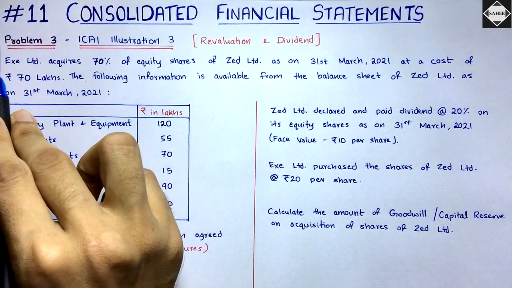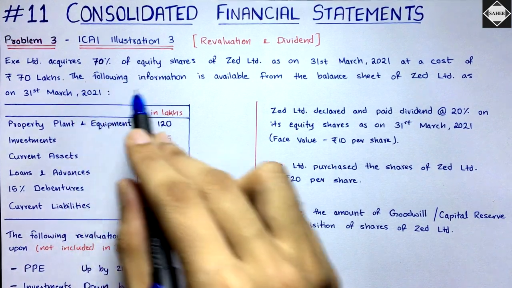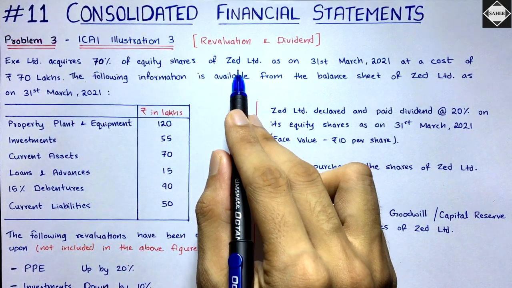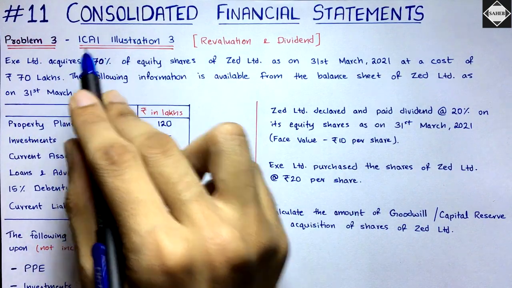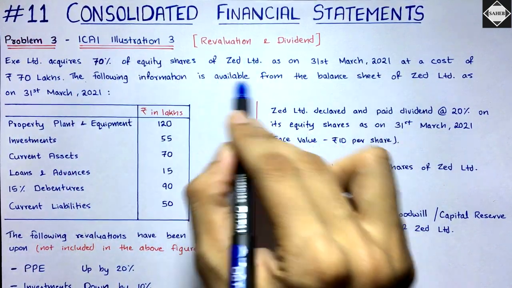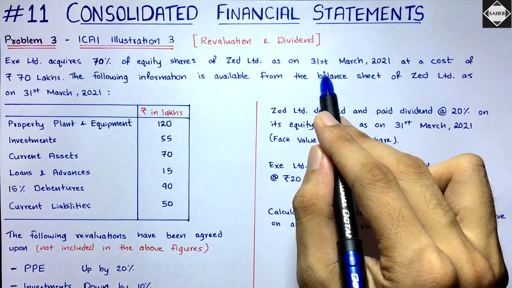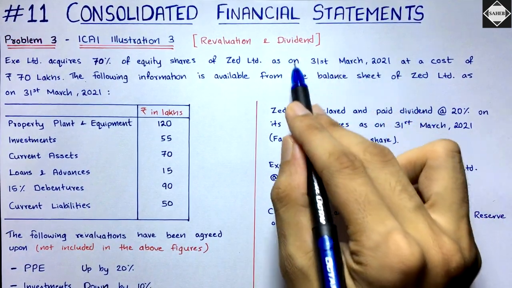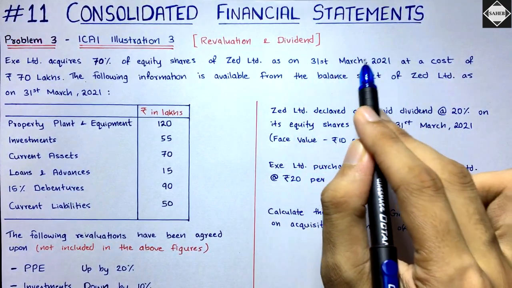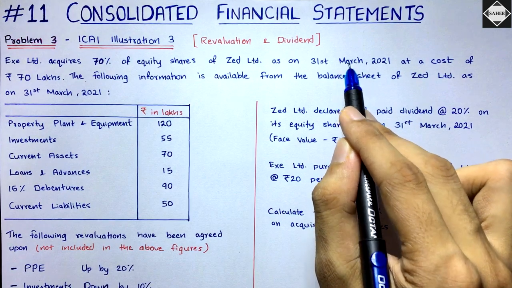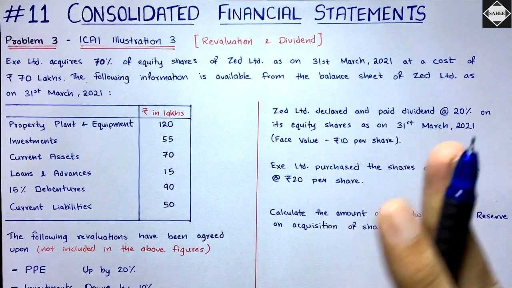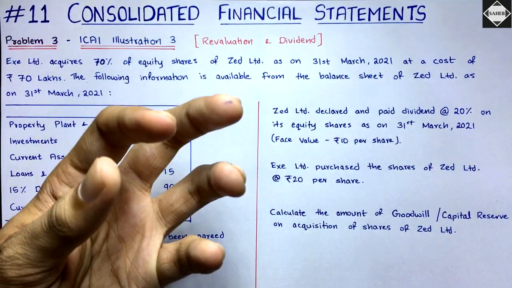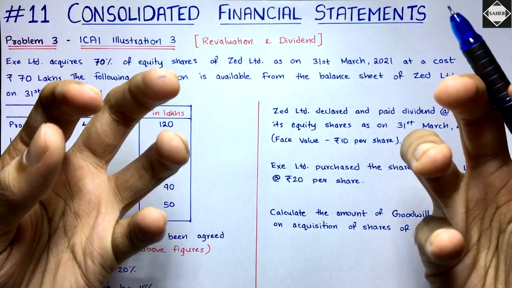See here, XA Limited acquires 70% of equity shares of Z Limited. So XA Limited is the holding company which has acquired a 70% stake in Z Limited, the subsidiary company, on 31st March 2021. Now this is the date of acquisition. See properly, this is the last date of the year, isn't it? 31st March 2021. So in this question, date of acquisition is equal to the date of consolidation.